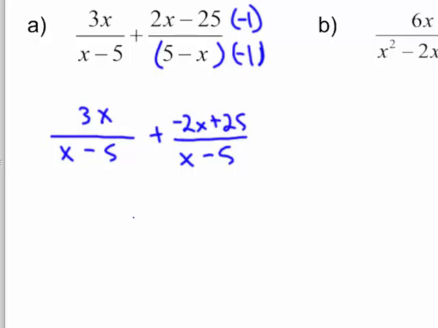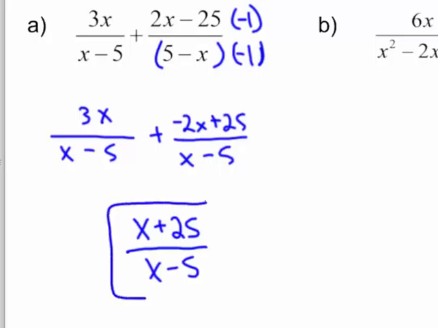So now the bottoms are the same. I get x plus 25 all over x minus 5. In this case, I'm done. I cannot cross out the x's because it would have to have the whole thing because I'm adding there.